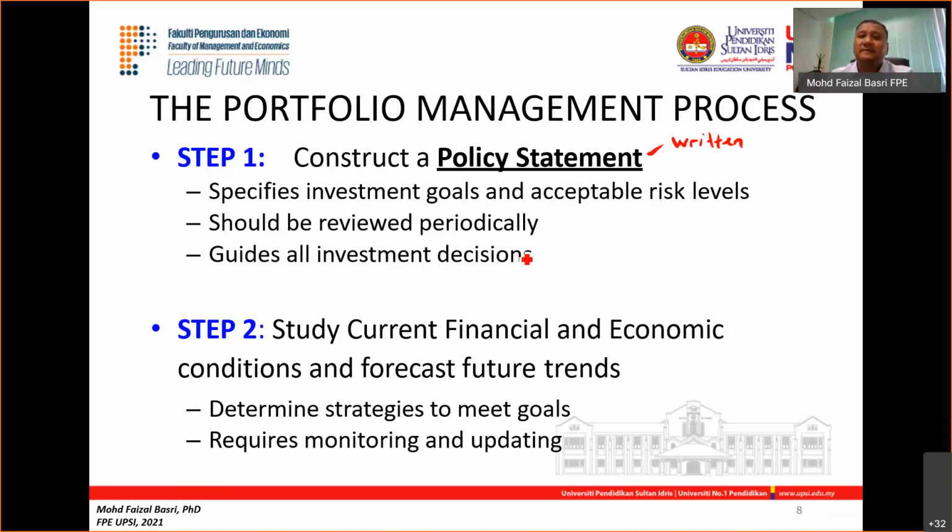Okay, so what do you have in the policy statement? You need to specify the goals ataupun the objectives tadi. Remember I said about objectives, the objectives can be short term, medium and long term. And obviously the acceptable risk levels. What kind of risk ataupun the level of risk that person is willing to take. If you remember tadi I mentioned about the risk appetite. However, this policy statement is not fixed. You should review periodically, let's say every 1 year, maybe annually. You change ataupun you review whether to stick with the current one ataupun you need to make some adjustments.